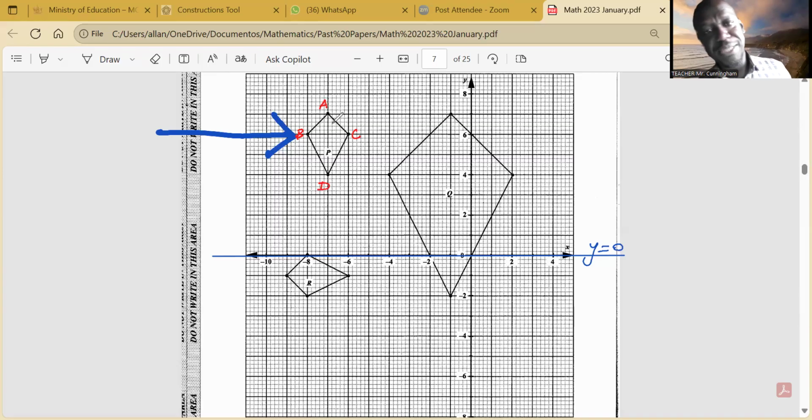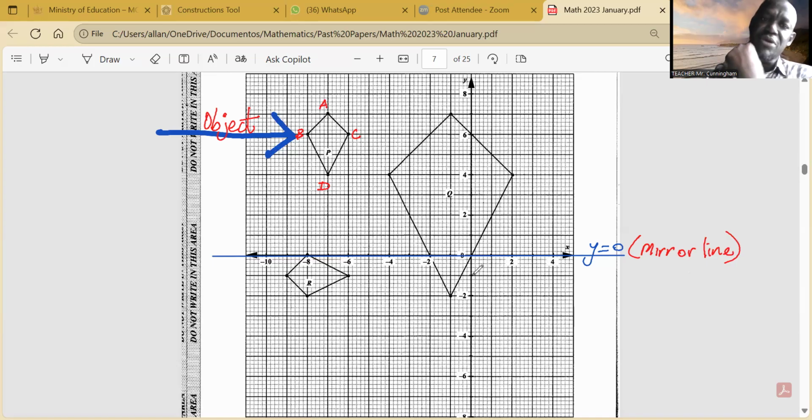Now to get point A, Antonio, remember, this is the object, right? And I remember when I was given the illustration, I said that the object point is the same distance from the image. Now, y equals to 0 represents your mirror line. Make a note of that. This paper is in the chat, people. Right, so this is my mirror line.